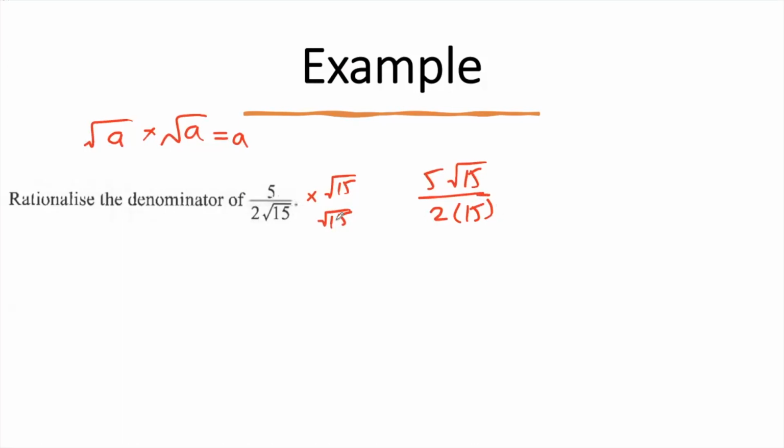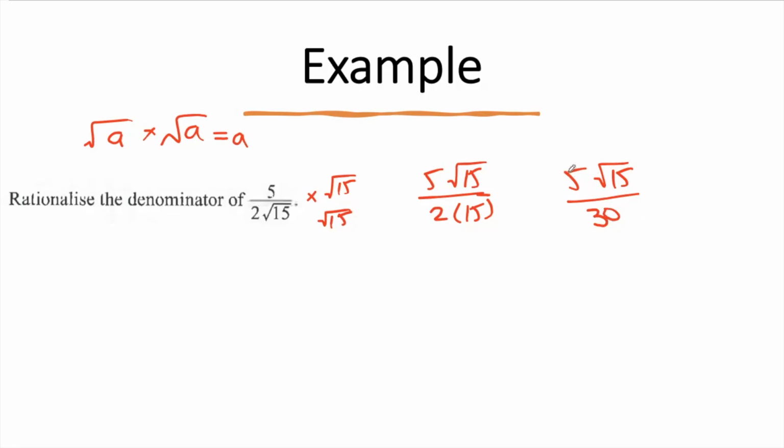And that's the reason why we need to multiply with root 15, because root 15 times root 15 gives us the whole number. We do not need to multiply with the entirety of the denominator. So we don't need to multiply the top and bottom with 2 root 15. We can simply do root 15. Okay, so now we have 5 root 15 on the top and 30 on the bottom.